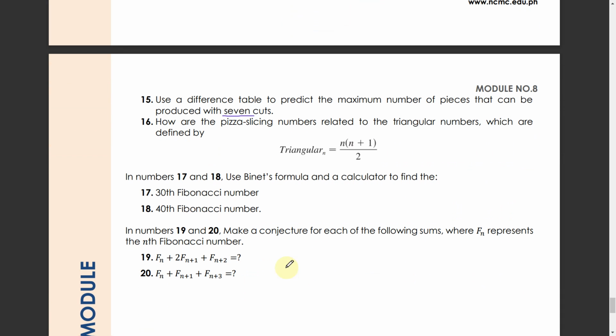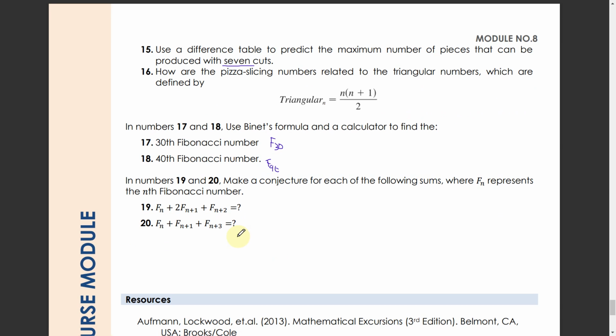Then for number 17 and 18, you just have to calculate the 30th Fibonacci number. So that is f of 30. Find f of 30 and f of 40 using Binet's formula. Then number 19 and 20, you have to make a conjecture for each of the following sums where f of n represents the nth Fibonacci number. Okay? What can you conclude out of these two? So that will be all.